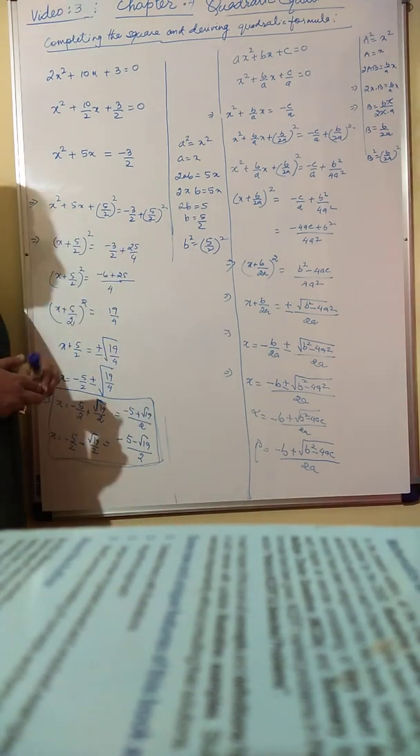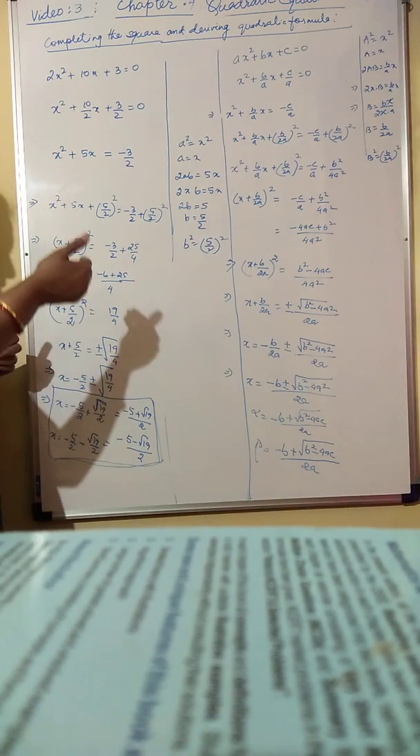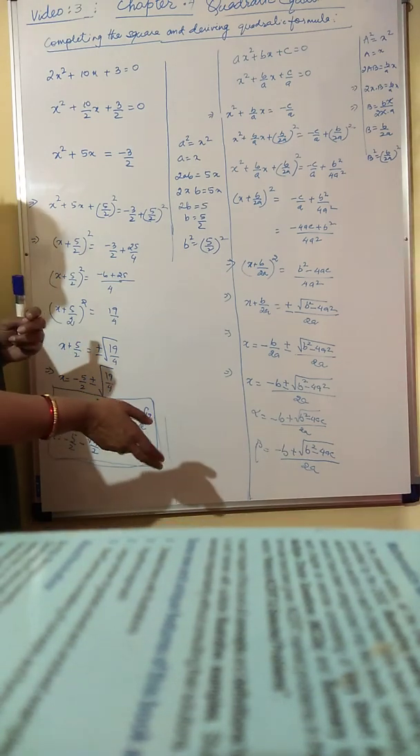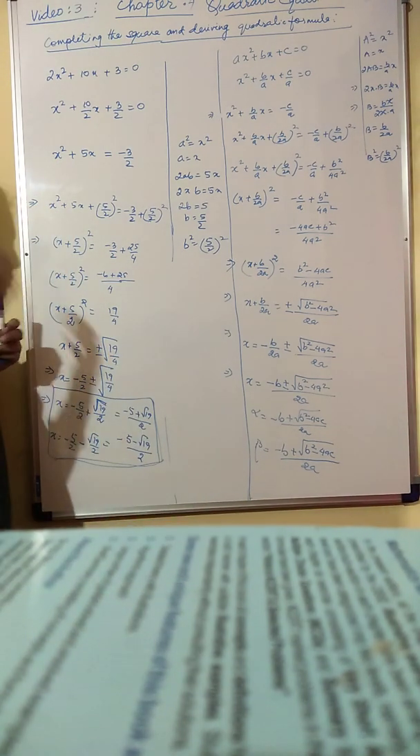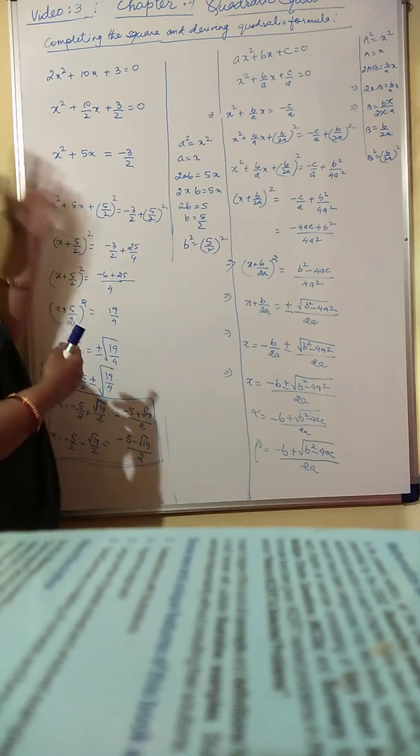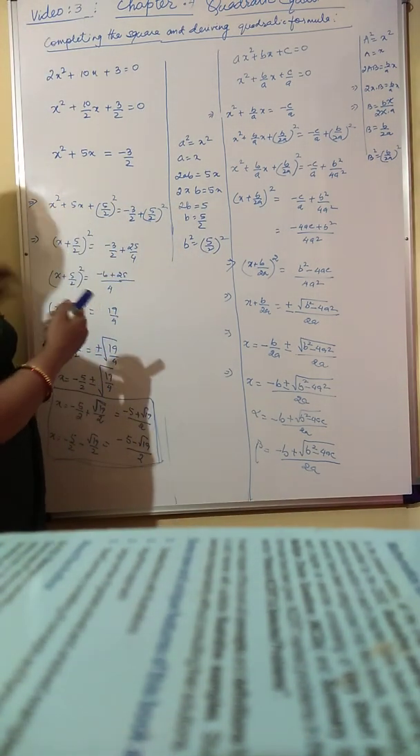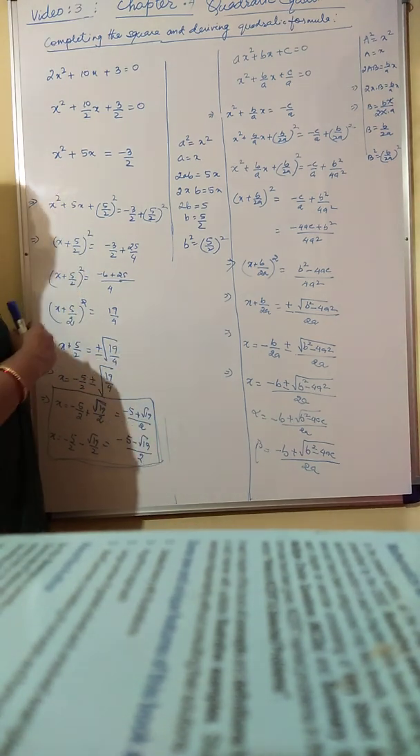Now, how can I do it? For that we have a few steps to follow, and using those steps we can reduce the equation to a complete square and hence derive its solution. So let us see what are the steps that we need to follow.